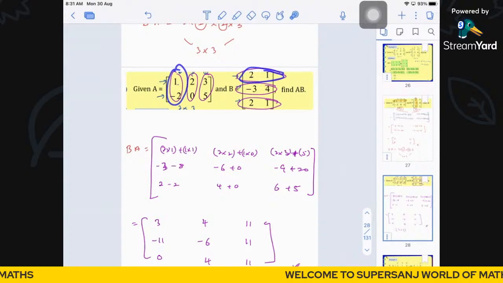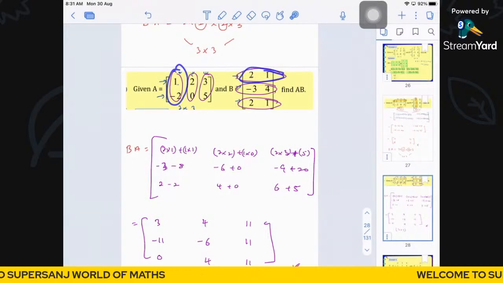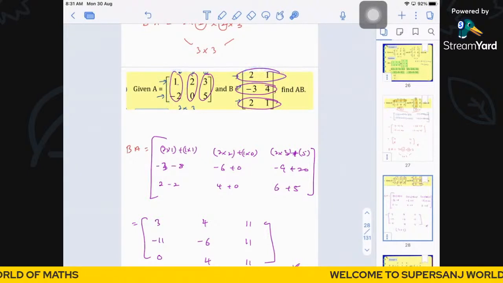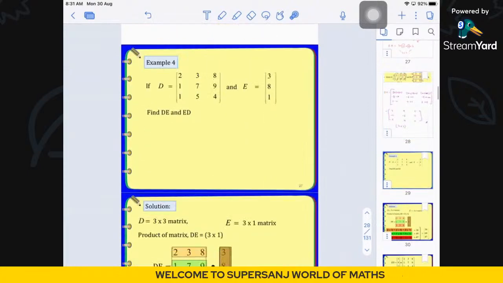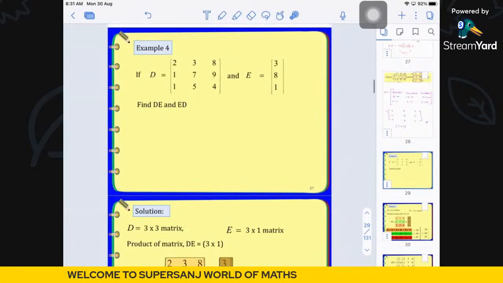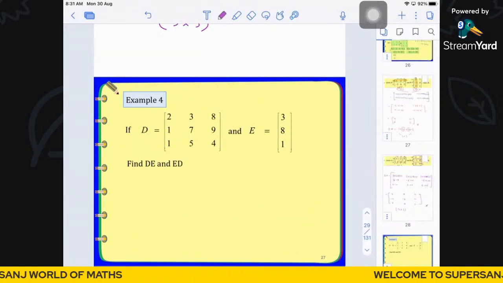Let's look at one more example over here. Example 4 here. This is more interesting. This is a 3 by 3 and this is a 3 by 1. So I know my final answer is going to be 3 by 1, means 3 rows, 1 column. Yes or no? So if I want DE, okay, DE here means row and then column. Okay, row and then column.